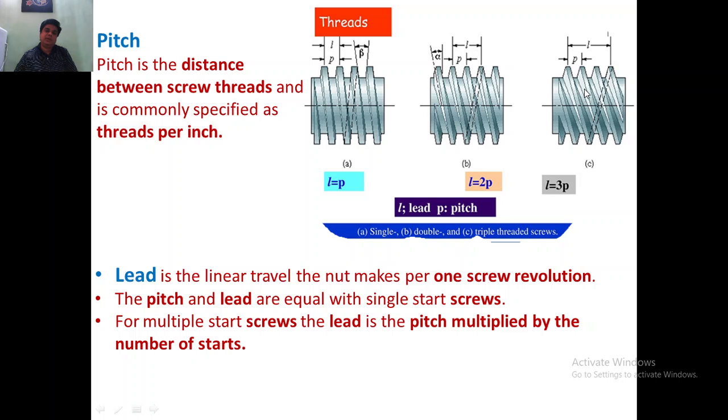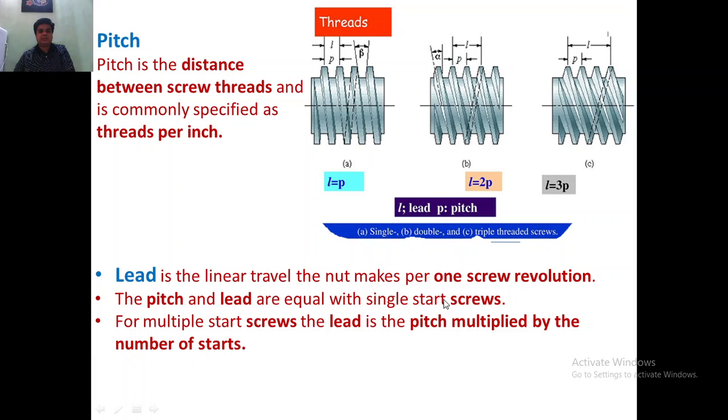And there are some applications where the lead will be equal to 3 times the pitch. That means in one rotation of the nut or screw rod, the axial movement in the screw rod will be equal to 3 times the pitch. So you can see lead is 3 times the pitch, 1, 2, 3. So based on the relationship between lead and pitch, you can call them single threaded screws or single start screws, double start screws, or triple thread screws or triple start screws.